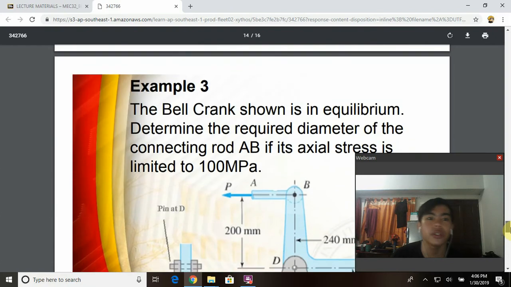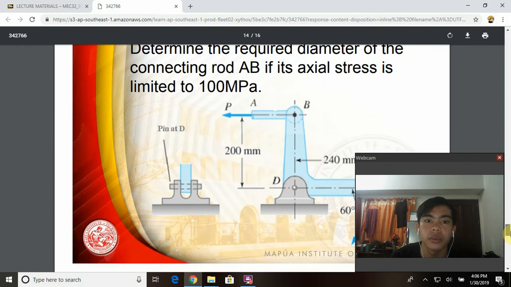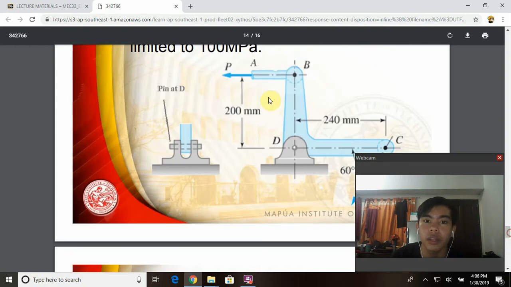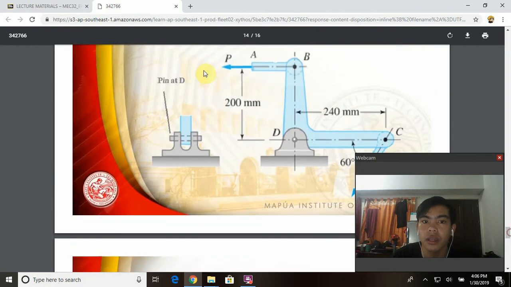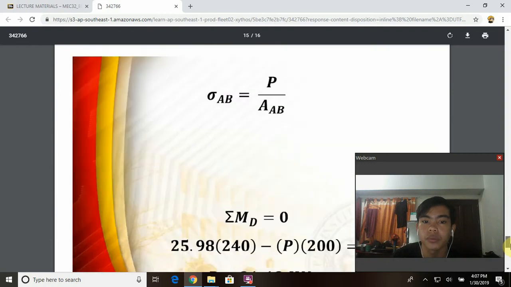For example number 3, the bell crank shown is in equilibrium. Determine the required diameter of the connecting rod AB if its axial stress is limited to 100 megapascals. Here, the axial stress is 100 MPa, and the required is the diameter of the connecting rod AB. This is the distance, and this is the distance. We have two givens, the force at C and the force at P. The stress equals P over the area of AB.